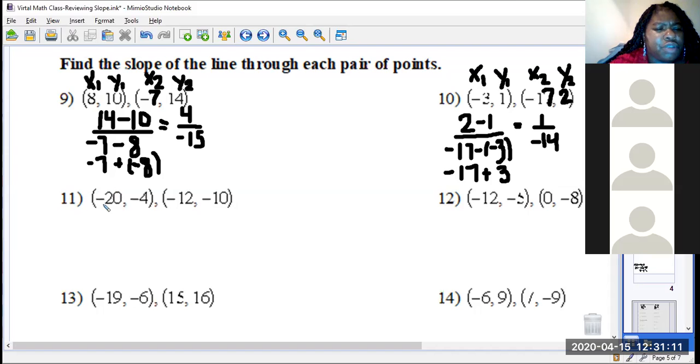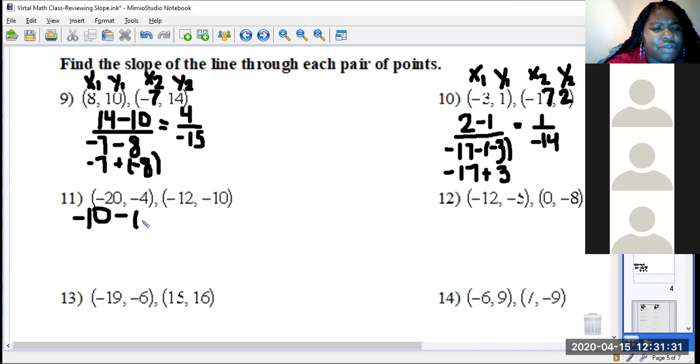Last but not least, this one. What's our answer? -6/8. Can we reduce that? Yeah, I got -3 over 4.